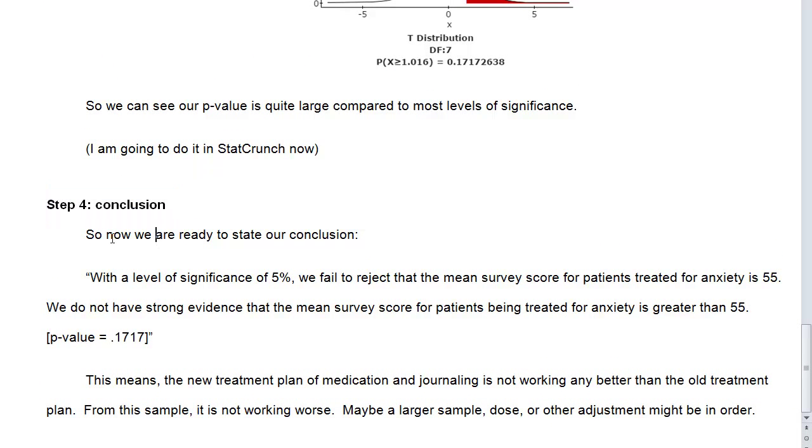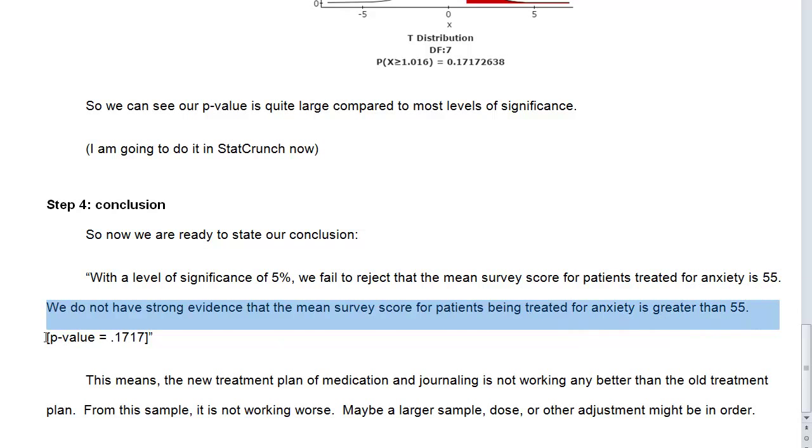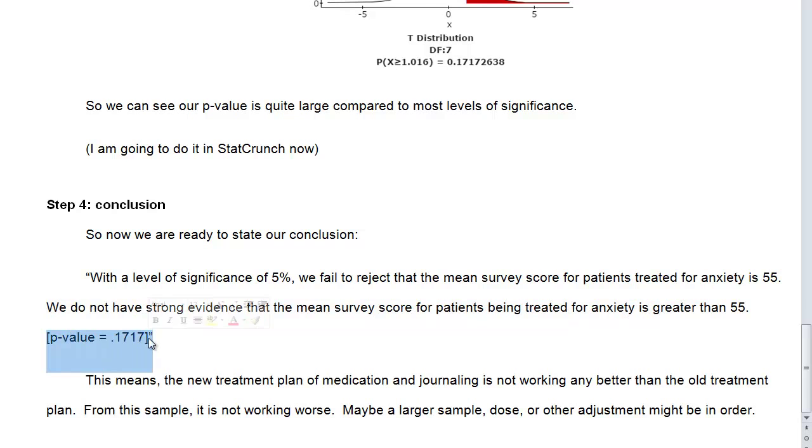Step 4, conclusion. So now we're just ready to state our conclusion. With a level of significance of 5%, we fail to reject that the mean survey score for patients treated for anxiety is 55. We do not actually have strong evidence that the mean survey score for patients being treated for anxiety is greater than 55, with a p-value of 0.1717.